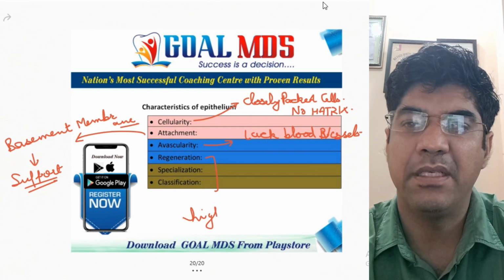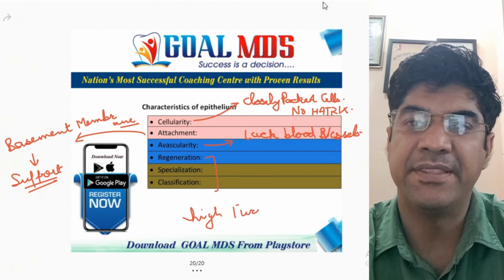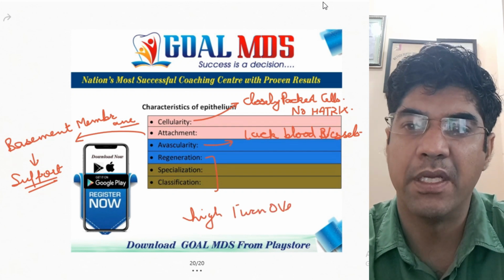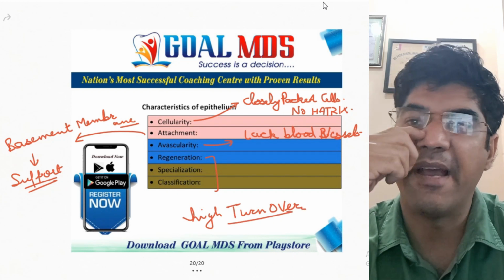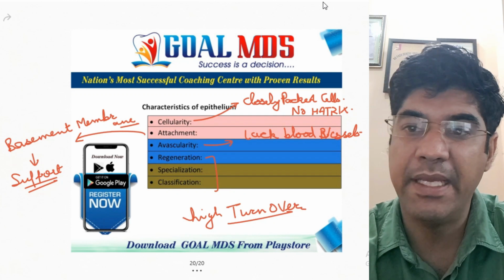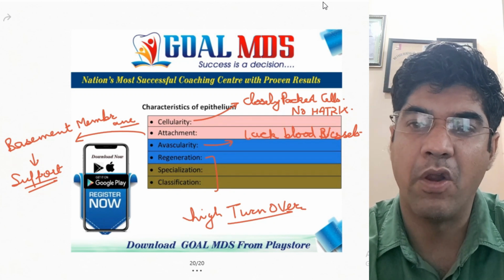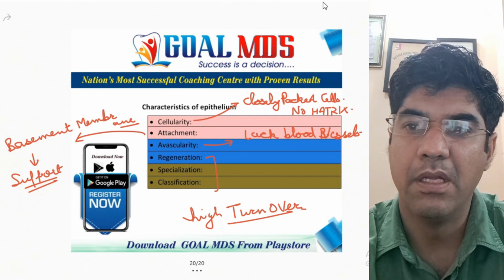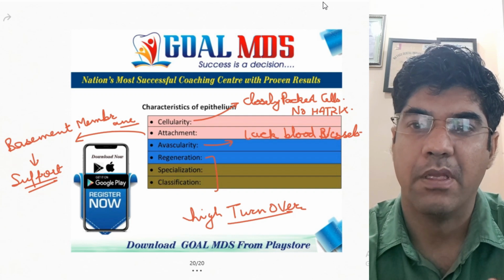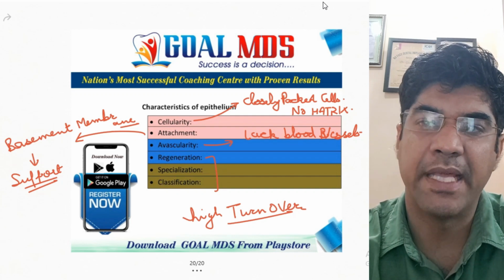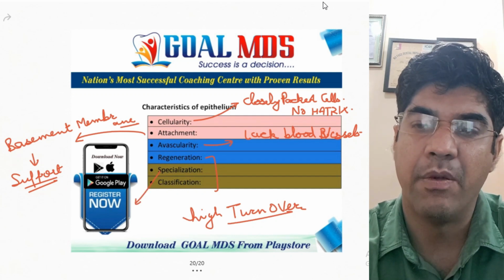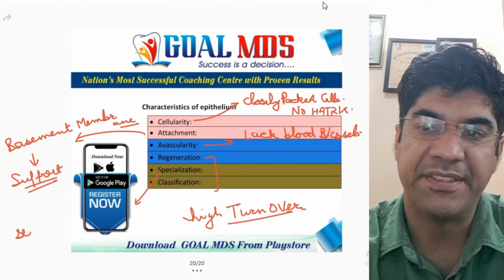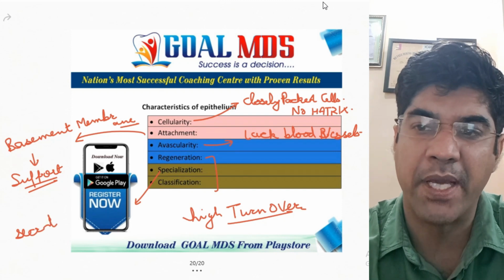The epithelial cells have a high rate of turnover and they are constantly being replaced. So they have the ability to regenerate quickly when they are damaged or lost. These epithelial cells can also be specialized to form special functions. What are those functions? They are secretion, absorption, and protection.